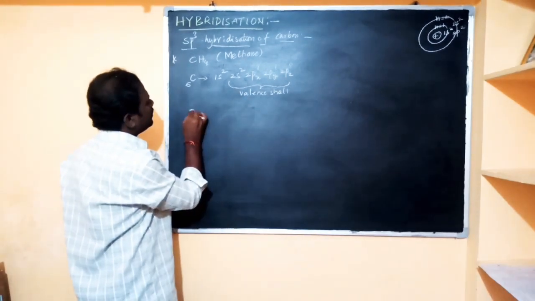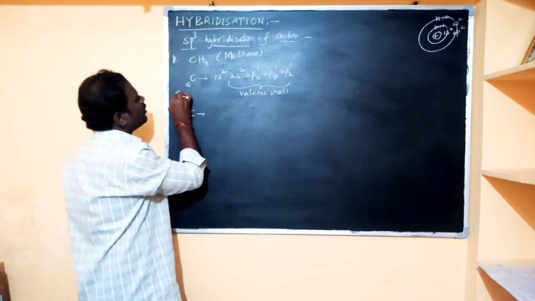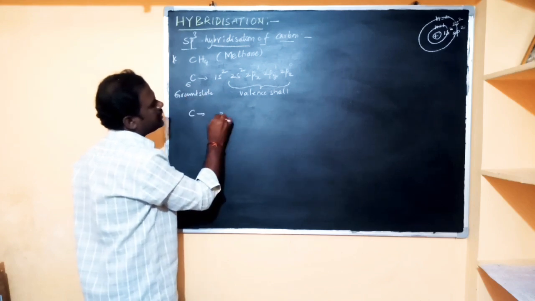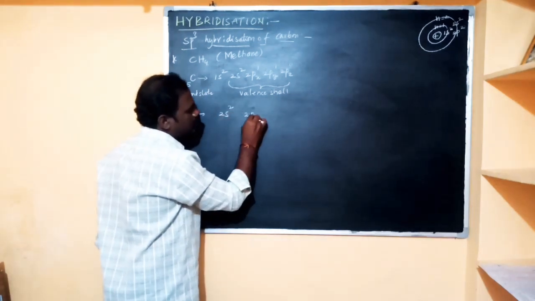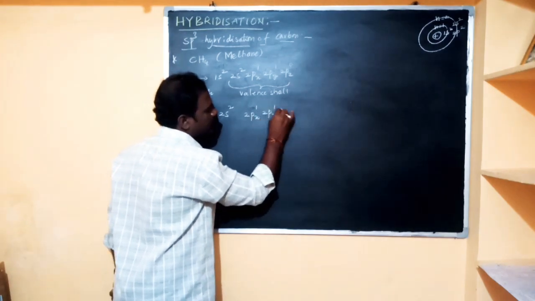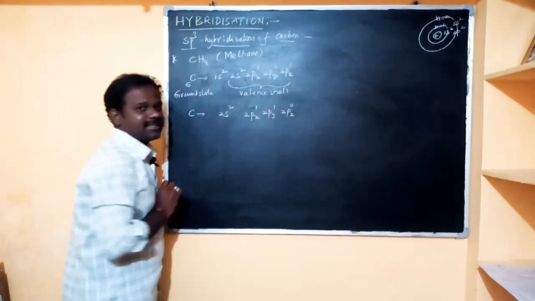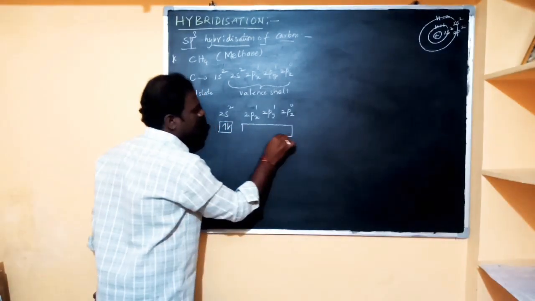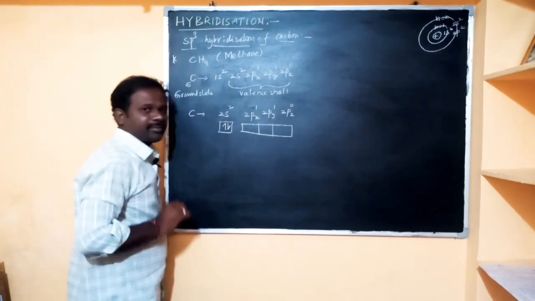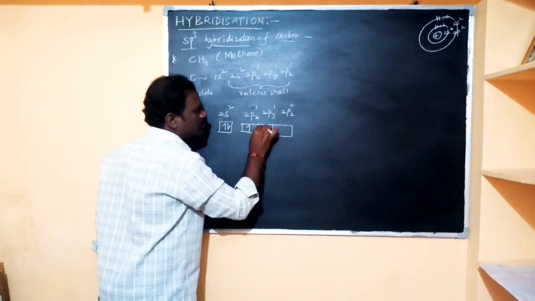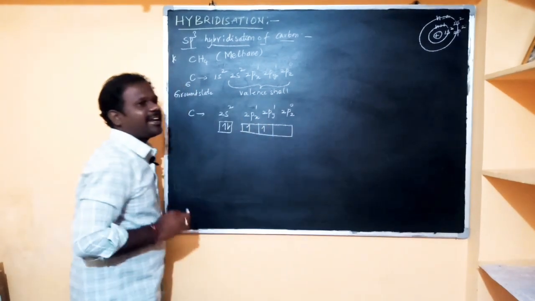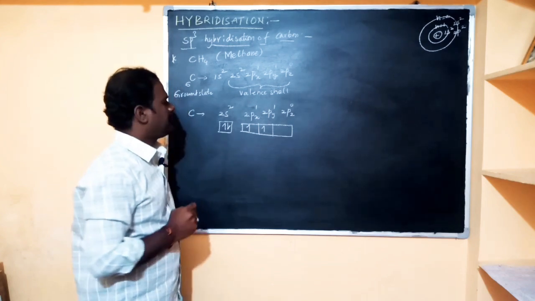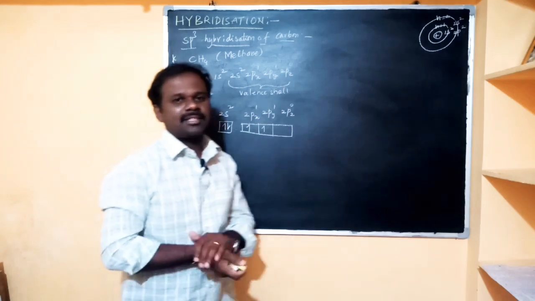The orbital representation of carbon in its ground state we can write like this: 2s2, 2px1, 2py1, 2pz0. So 2s2, there are 3 sets of 2p orbitals: 2px1, 2py1 and a vacant 2pz orbital.